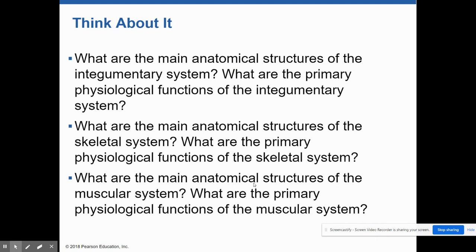So before we move on, I want you to think about what we just talked about over the last few slides. So what were the main anatomical structures of the integumentary system? What are the primary physiological functions of the integumentary system? What are the main anatomical structures of the skeletal system? What are the primary physiological functions of the skeletal system? Then what are the main anatomical structures of the muscular system? And what are the primary physiological functions of the muscular system?